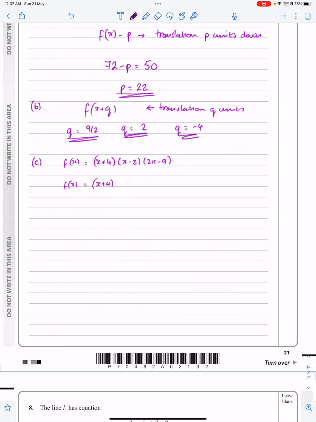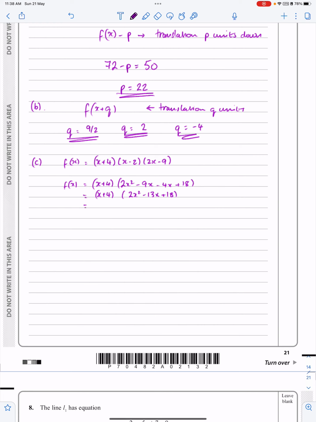x times 2x is 2x squared. x times minus 9 is minus 9x. Then minus 2 times 2x is minus 4x. Minus 2 times minus 9 is 18. That works out to be 2x squared minus 13x plus 18. Just take your time with this so you don't make any silly mistakes. And now we're multiplying this all by x plus 4.